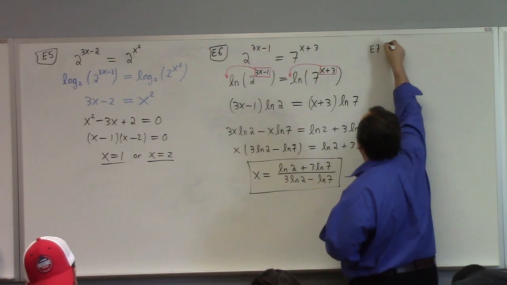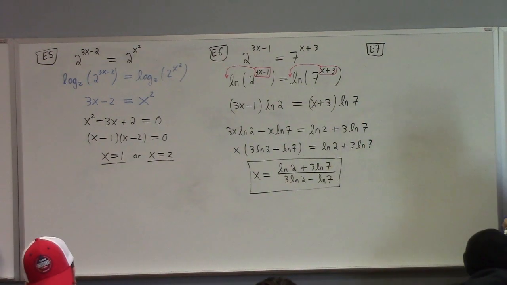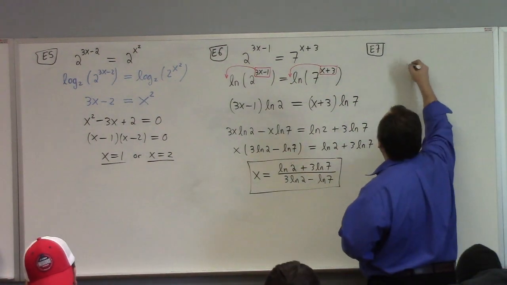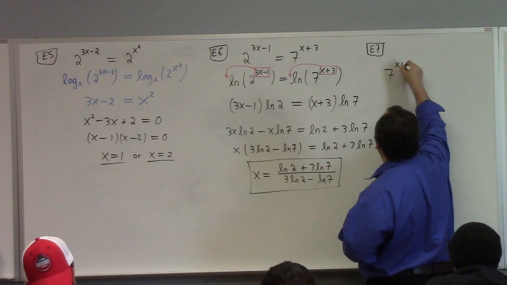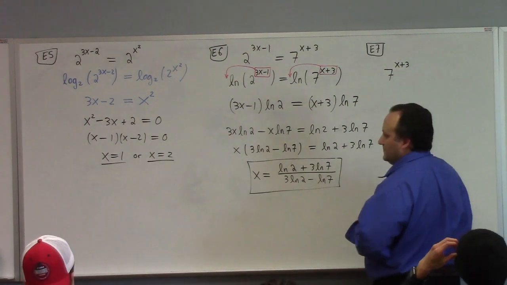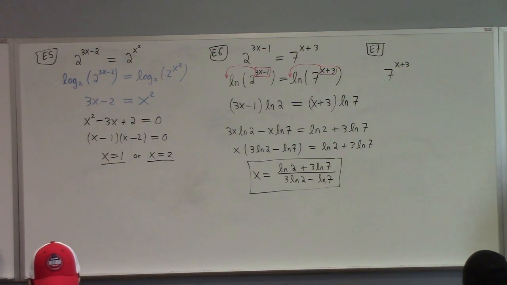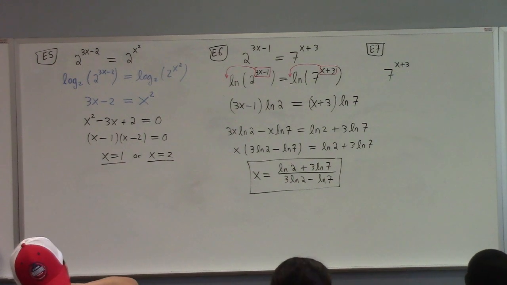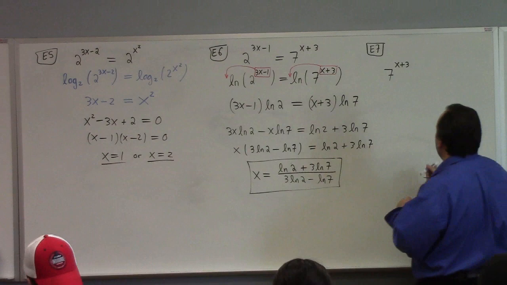Example 7. I'm going to do what Michael said. I'm going to take that 7 and convert it to a 2. How would I do that? 7 to the x plus 3. How do I convert that to a power of 2? We have an identity. 2 to the log of anything is the anything. So I will just do that.